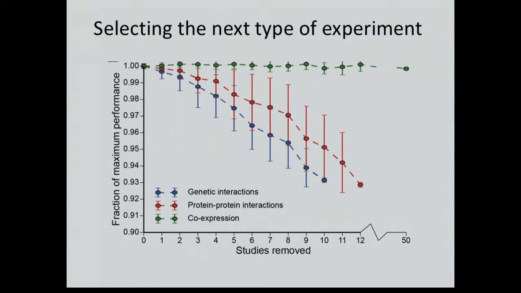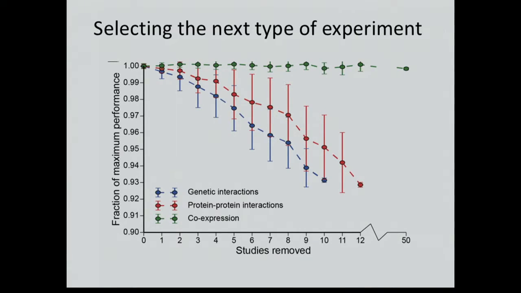And so what you can see here is this thing is somewhat sensitive to pulling out either genetic interactions or protein-protein interactions. There were only 10 versus 12 of those in this integrated data set. Think about them as papers. But there's 50 co-expression papers. Interestingly, you can pull them all out, and it has no effect on your ability to reconstruct the ontology.